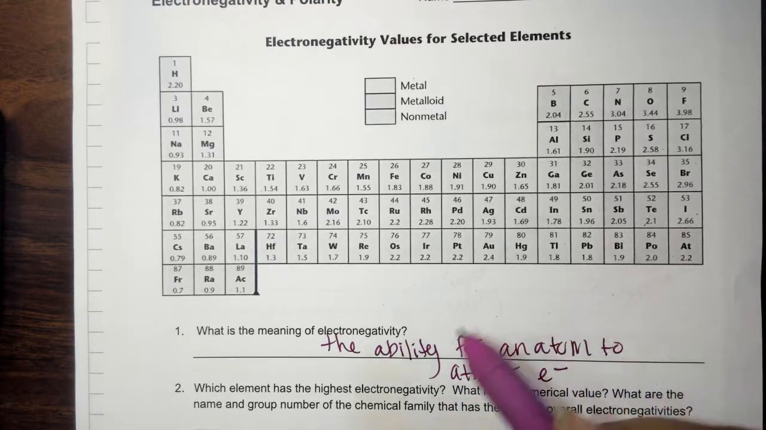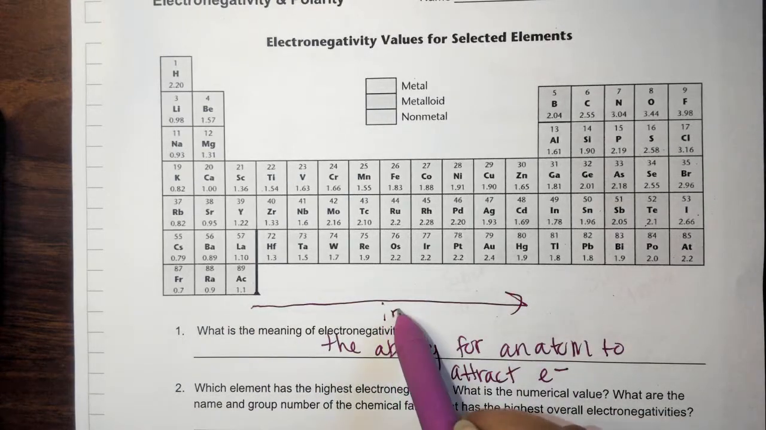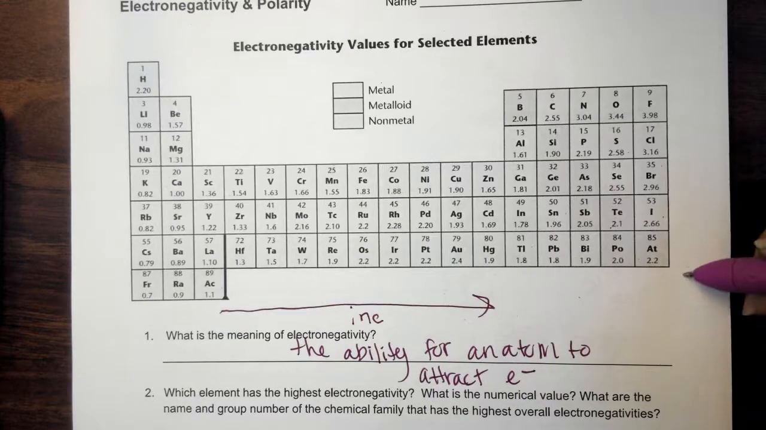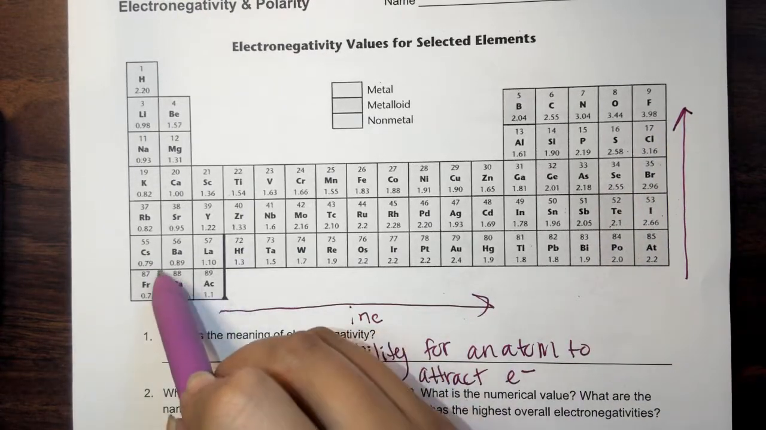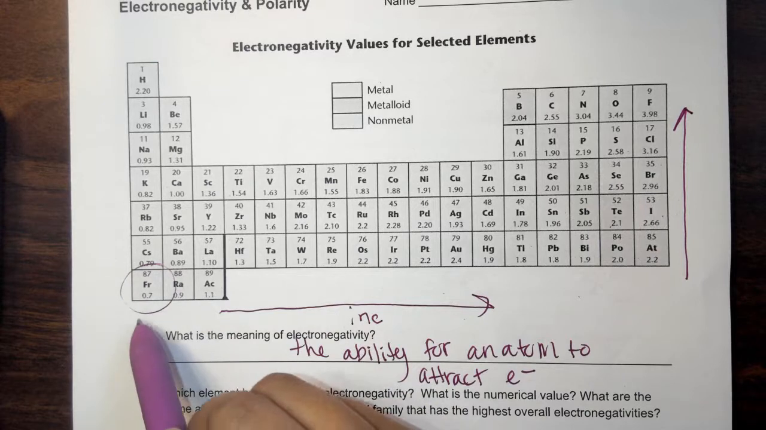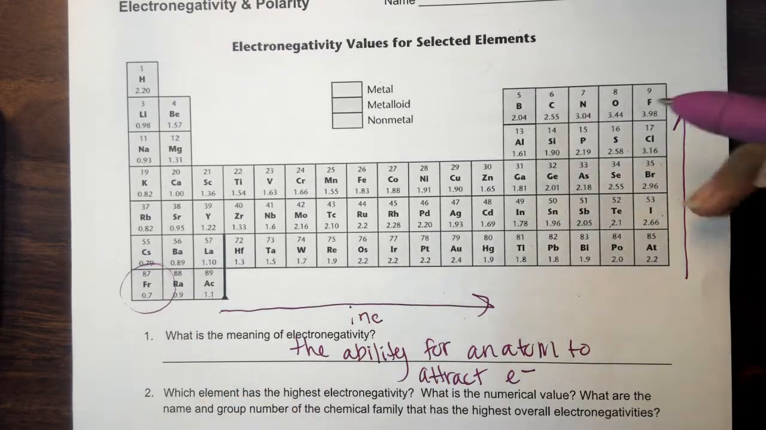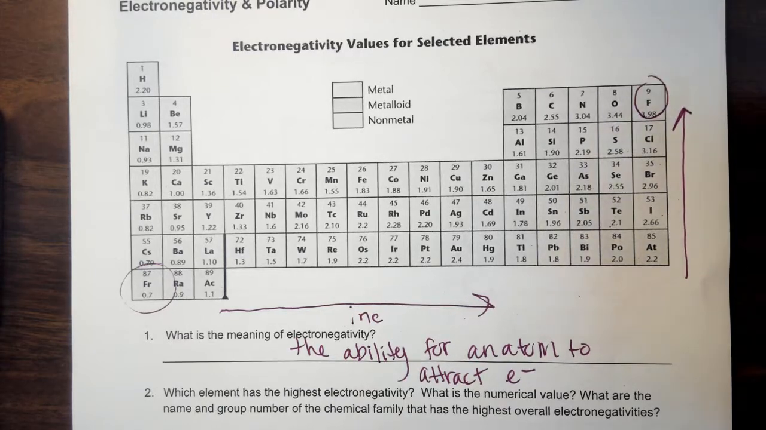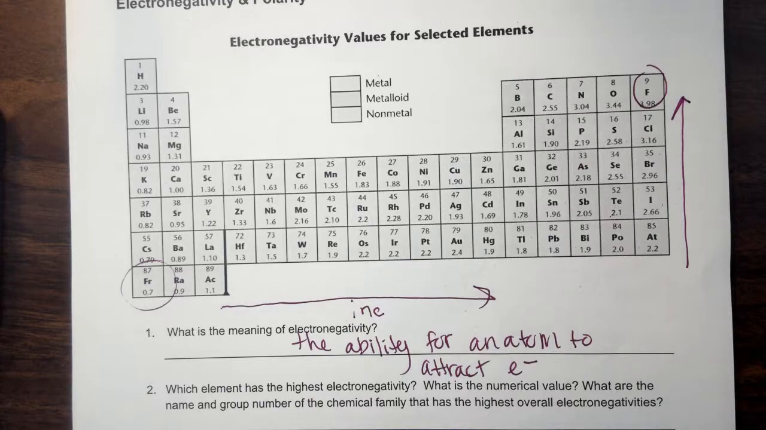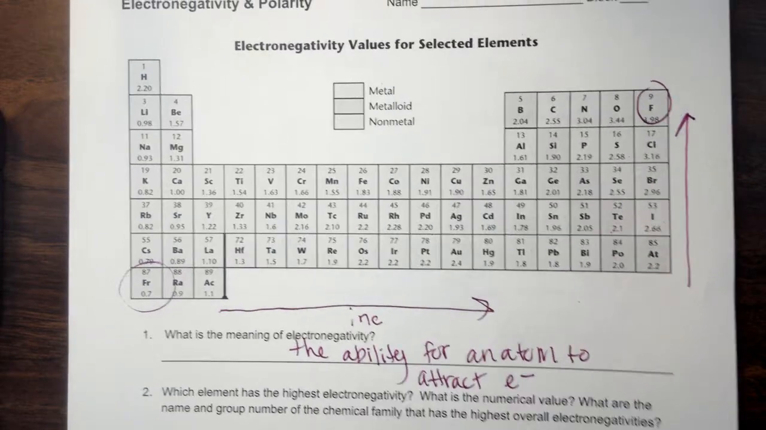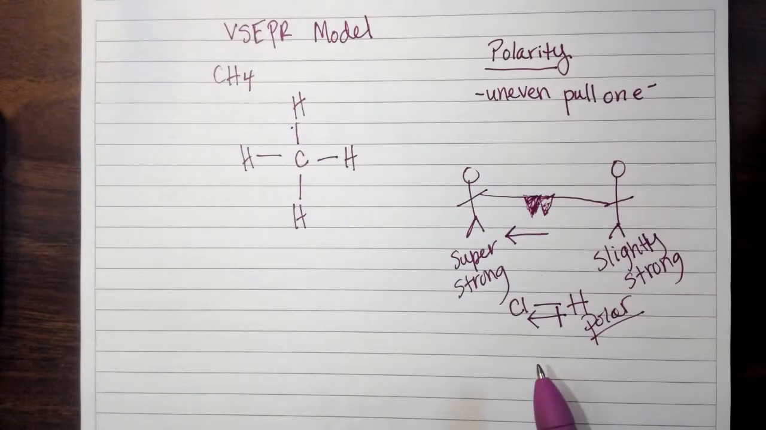And we know that electronegativity increases to the right and it increases as we move up. And we can see this because down here in the bottom left is the smallest number, 0.7, for its electronegativity. And then we have fluorine all the way up here in the top right corner, that's 3.98 as its electronegativity.